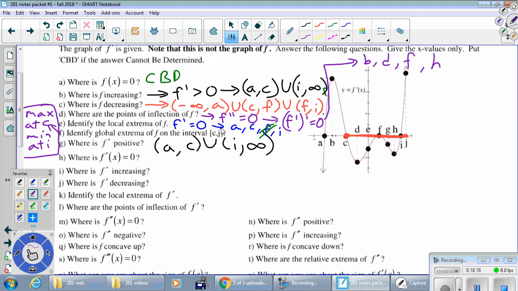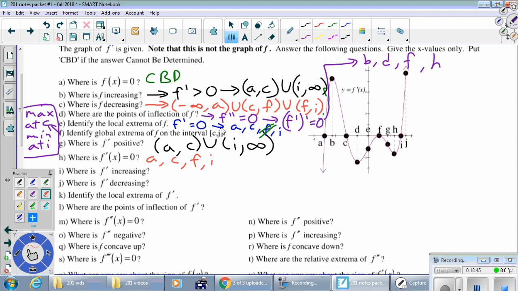Okay, next up, we did G already, so let's take a look at H. Where is F prime equal to 0? Oh, thank goodness, an easy one. So F prime is just the function that's pictured. It's equal to 0 where we have x-intercepts. So that's just at A and C, F and I. Right, this is where the y values of F prime are equal to 0.